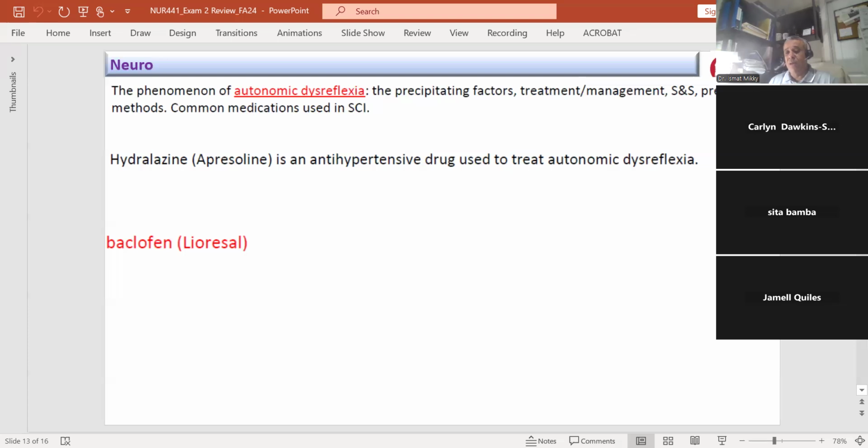Baclofen, which is Lioresal, is a muscle relaxant, usually given for different types of disorders, with neuro disorders such as Parkinson's. The main indication is that it's a muscle relaxant, so it's good for any neurologic disease or disorder that includes muscle contraction, spasticity, or rigidity of the muscle.